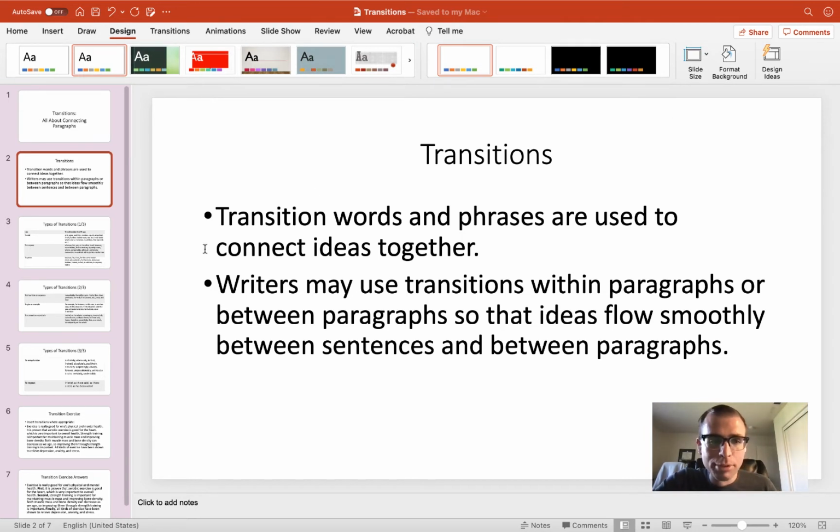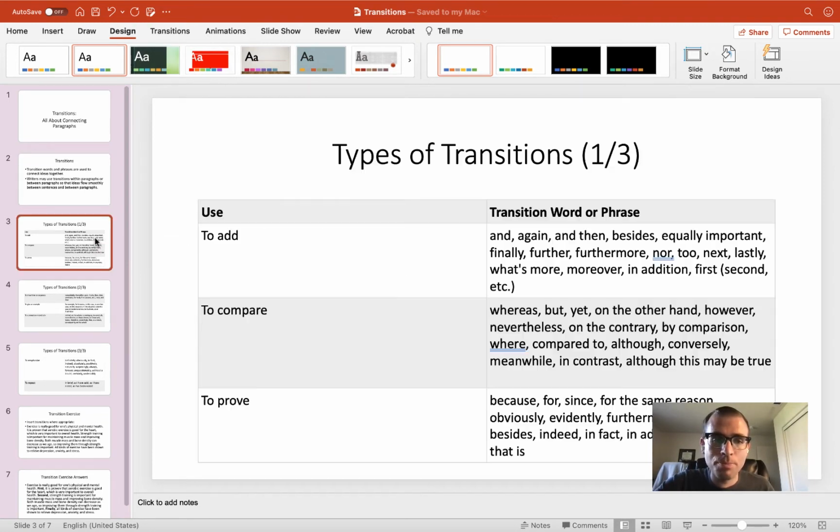I'm going to flip pretty quickly through different types of transitions. If you're watching the video right now and you'd like to follow this a little more closely, look for a link to a Google Docs that has all of these transitions for you to use and peruse on your own time. The first three types of transitions I want to talk about are to add, to compare, and to prove.